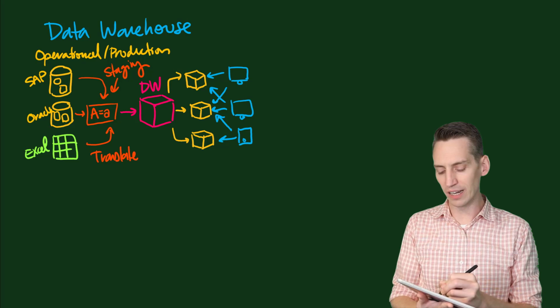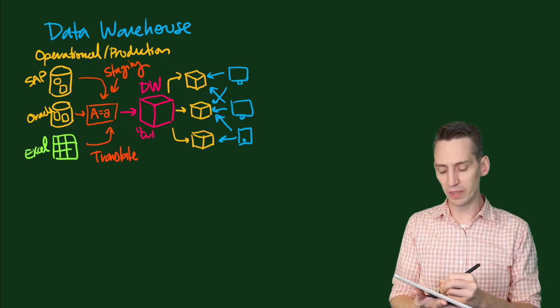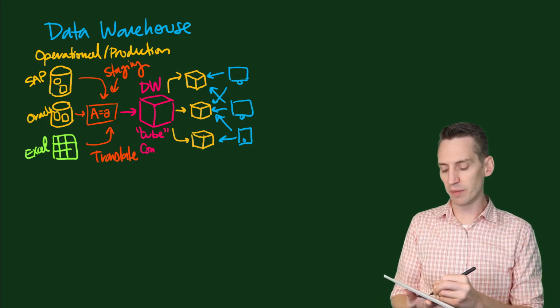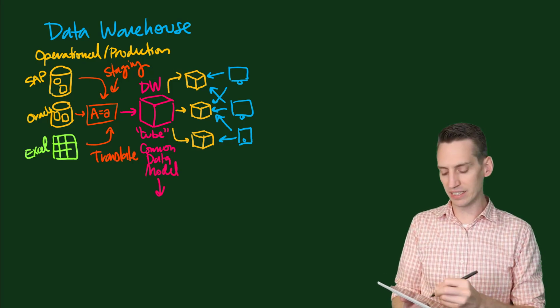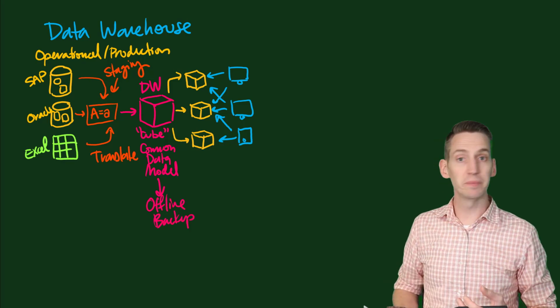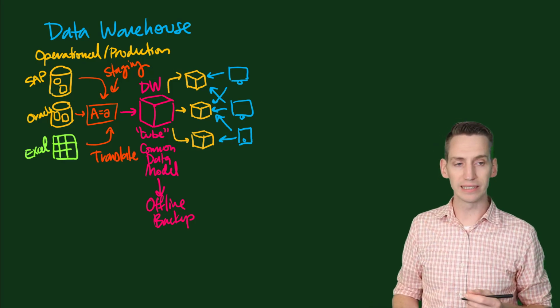So my data warehouse is going to contain all of that data. We sometimes call it a data cube because it's multidimensional data. This is going to be my common data model. And think of this basically as an offline backup, meaning it's a backup copy of our system that doesn't impact our operations directly.